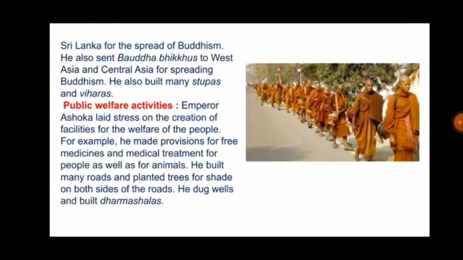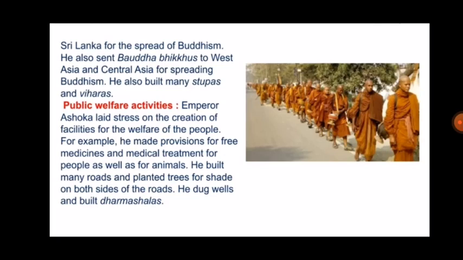Next, Sri Lanka for the spread of Buddhism. He also sent Bodha bhikkhus to West Asia and Central Asia for spreading Buddhism. So Emperor Ashoka was also a follower of Buddhism, and he sent Bodha bhikkhus, that means his followers, to different places to spread Buddhism. He also built many stupas and viharas. That means he also built certain monuments.